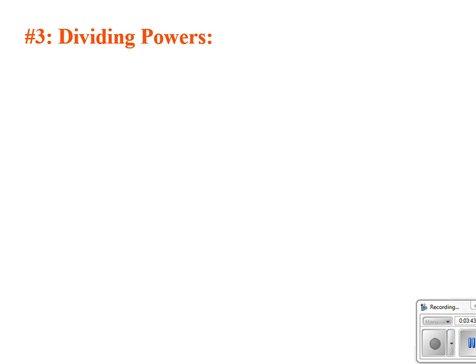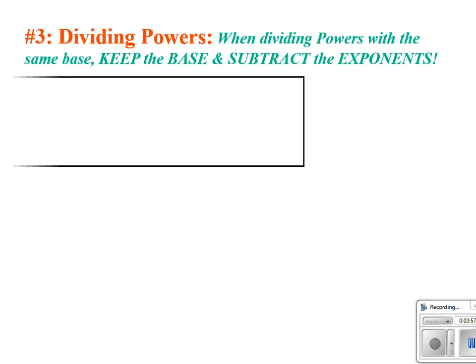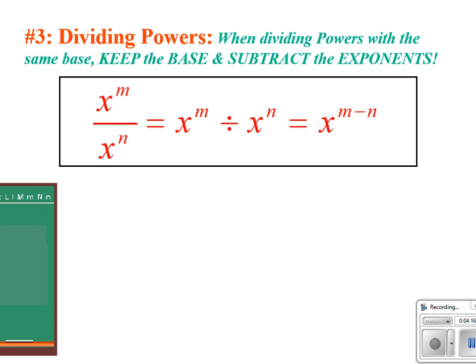Okay, number 3, dividing powers. When dividing powers with the same base, keep the base the same and subtract the exponents. It's all about the base. You can't change it. All right, so if you have x to the m over x to the n, that means you are dividing. You can take the m and subtract the n. So m as in Mary minus n as in Nancy.